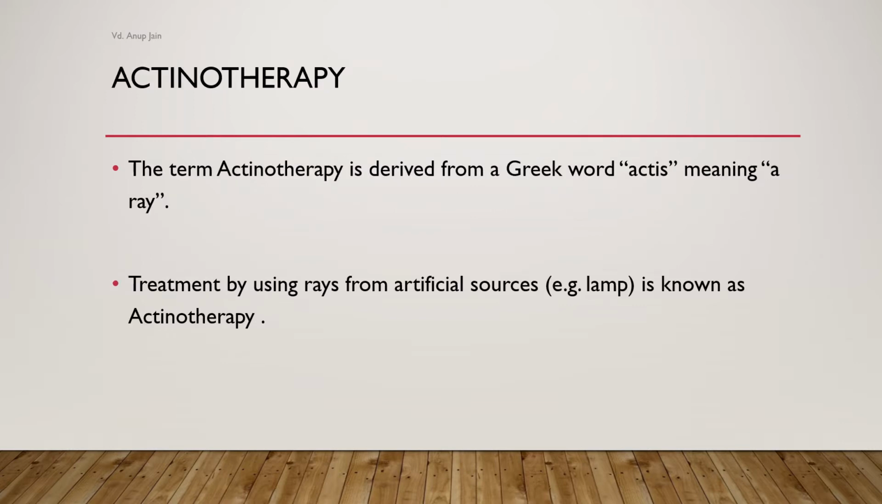Out of the two types of electrotherapy, first is actinotherapy. The term actinotherapy is derived from a Greek word, actis, which means a ray, and actinotherapy means a treatment by using rays, especially from artificial sources, for example a lamp.